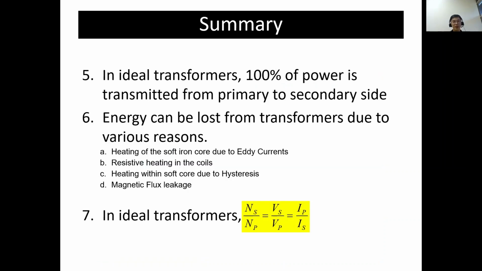I also mentioned ideal transformers, right? 100% of the power is transferred. I told you the four ways in which energy can be lost, right? You need to know a bit more details other than the names. And lastly, I've given you this equation, right, for ideal transformers.